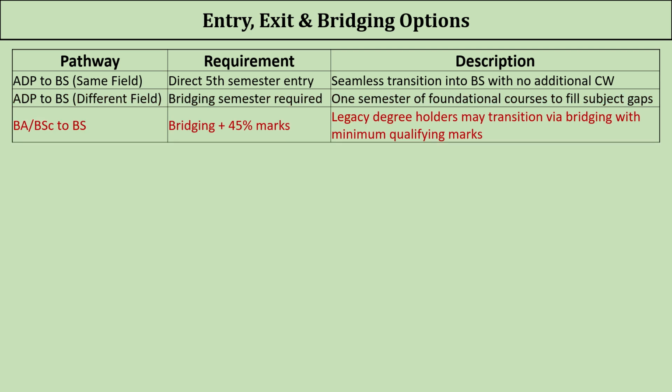BA/BSc to BS transition. Students holding older BA/BSc degrees may join the 5th semester of a BS program after completing a bridging semester, providing they have at least 55%.